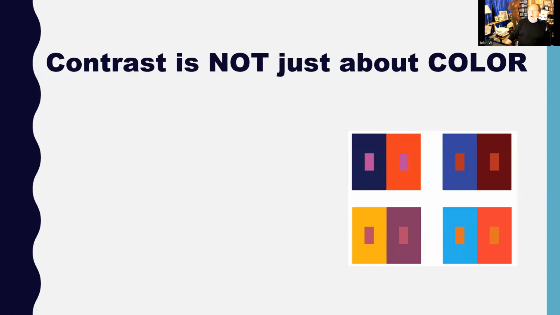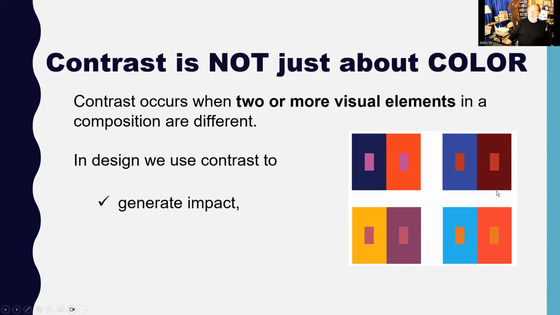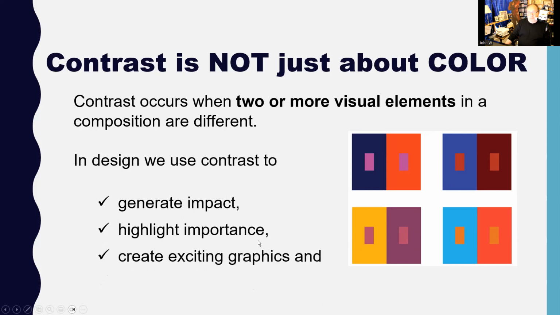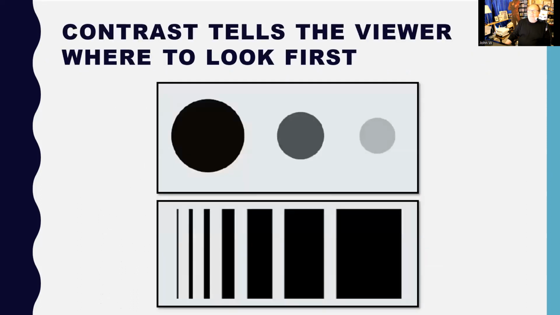Contrast is not just about color, as I mentioned in earlier lessons. It can be two or more visual elements, right? The contrast of the size of this rectangle as opposed to the larger rectangle. In design, we use contrast to generate impact, high importance, create exciting graphics, and create visual interest and dynamics. Contrast tells the viewer where to look first. Where did your eye land on this first one? Probably the big circle. How about here? Probably the large rectangle.